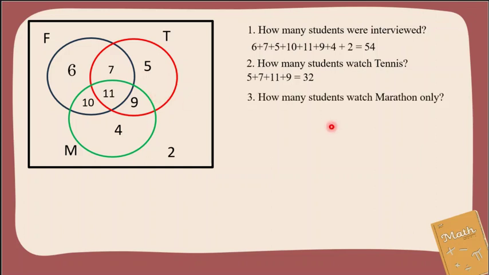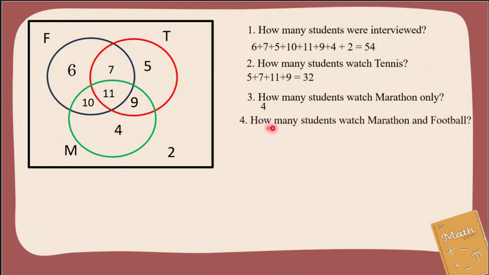The third question, how many students watch marathon only? Our keyword only appears here. So these are the people who watch marathon. But then these people watch football as well. These people watch football and tennis. And these people watch tennis as well. So we want to focus on people who watch only marathon, and that is 4. So the people who watch marathon only are 4.